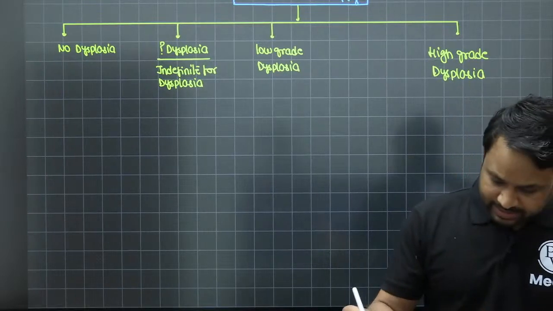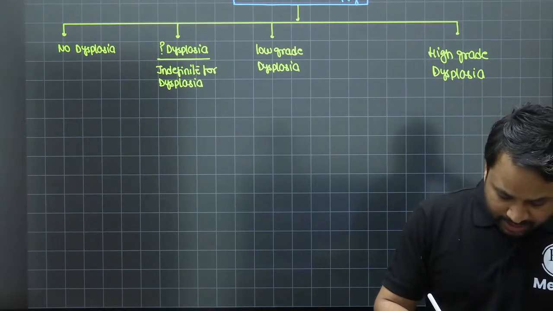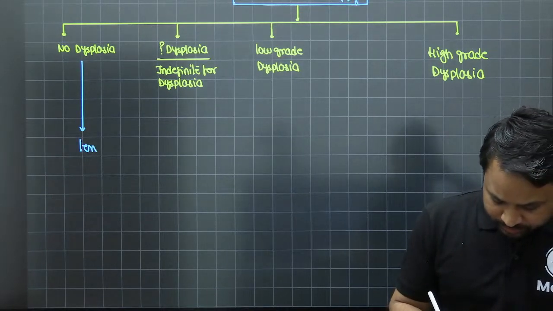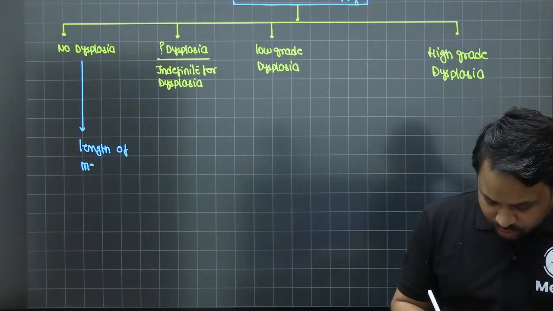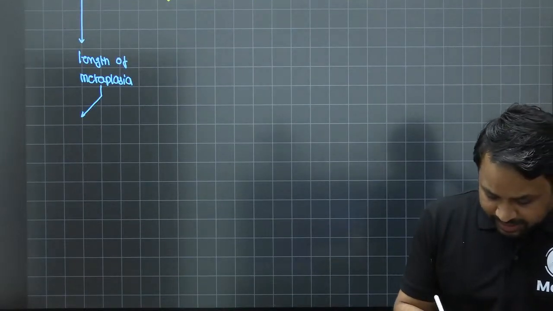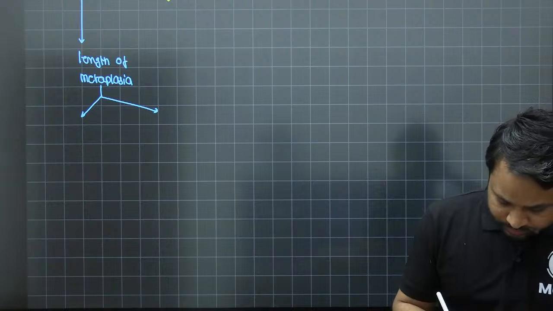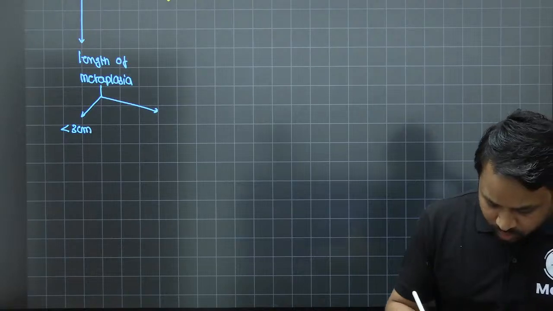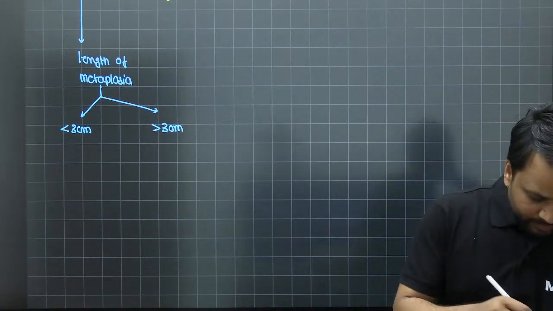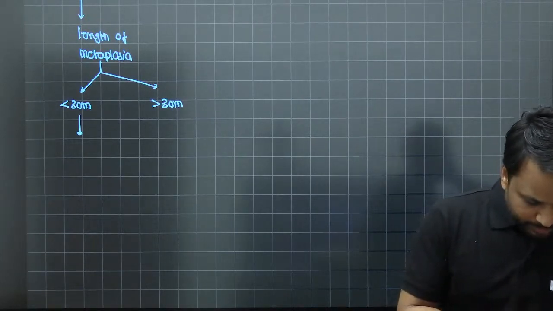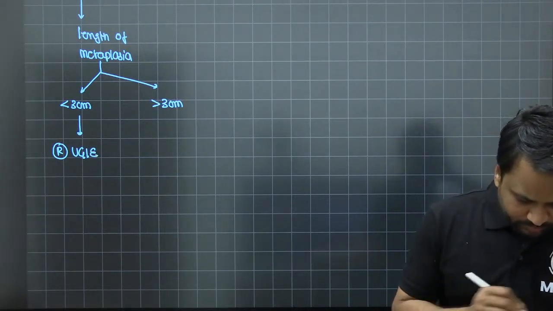Now, as we learned yesterday, whenever you have no dysplasia, I will see the length of the metaplasia. When I say the length of the metaplasia, that is the red velvety mucosa that we measured yesterday. This length of the metaplasia will either be less than 3 centimeters, or it will be more than 3 centimeters, right? If it is less than 3 centimeters, then you have to repeat upper GI endoscopy, right?